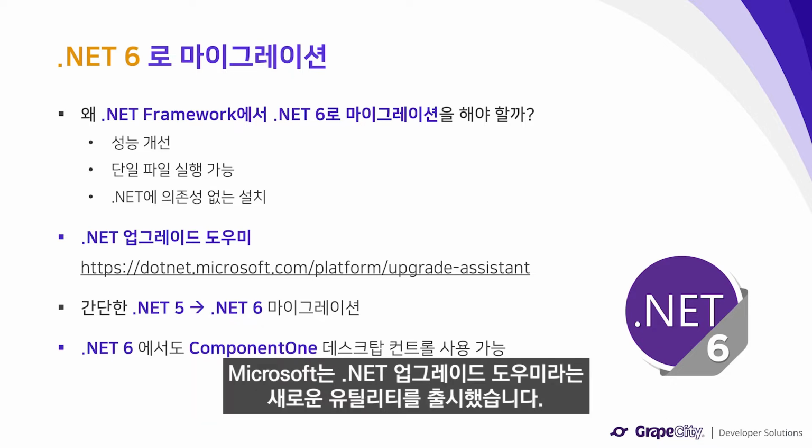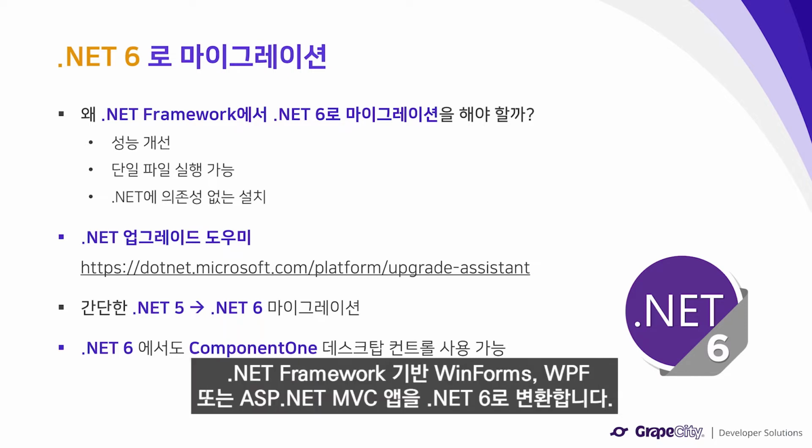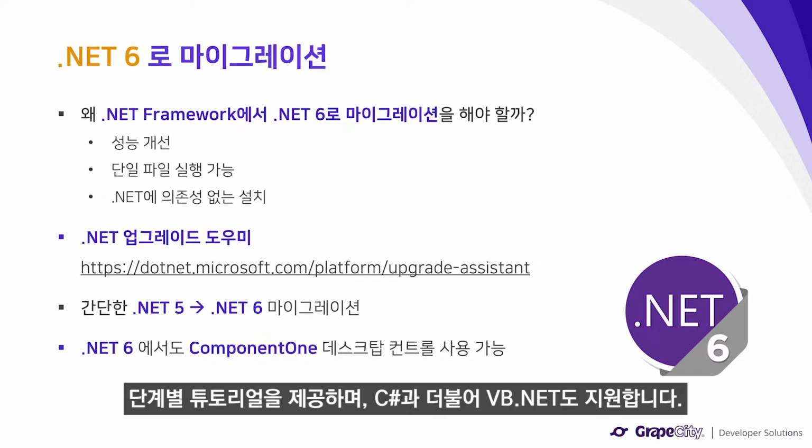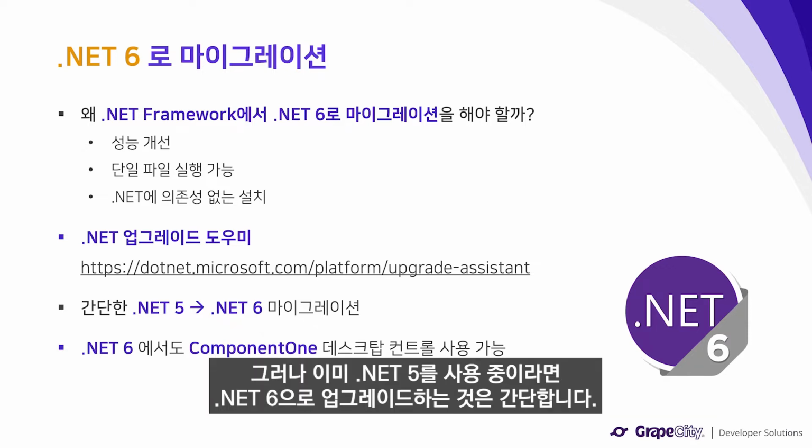Microsoft has since released a new utility called the .NET Upgrade Assistant. Now, the .NET Upgrade Assistant is a .NET global tool that helps you incrementally upgrade your .NET Framework-based WinForms, WPF, or even MVC apps to .NET 6. It's a guided step-by-step tutorial, and it also supports VB.NET in addition to C#. And this is sort of an evolution of the .NET Portability Analyzer and the Try-Convert tool, which we covered in our previous webinars. However, if you're already at .NET 5, then to upgrade to .NET 6 is very straightforward.